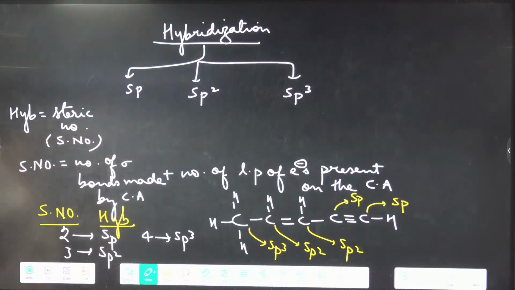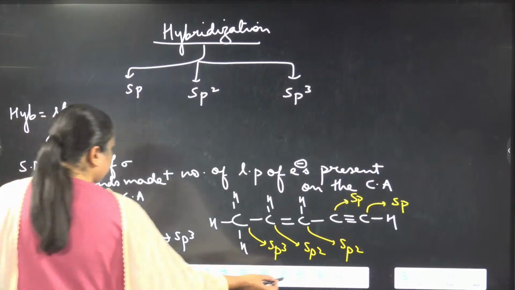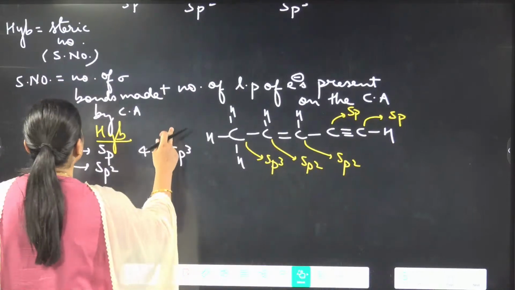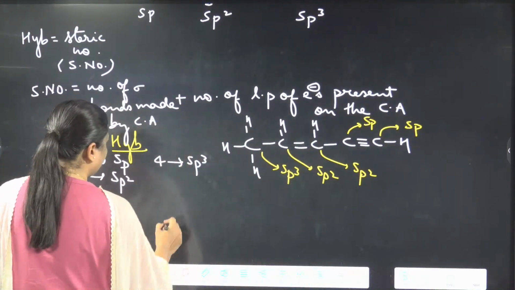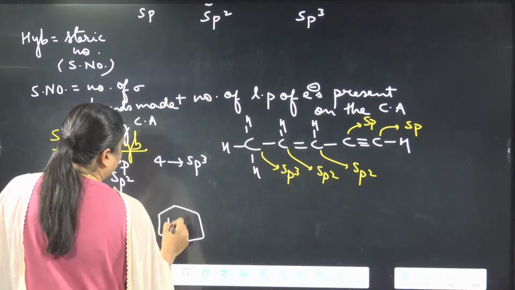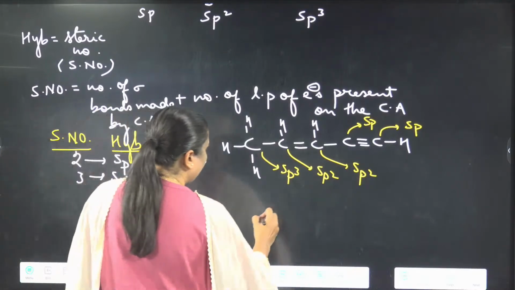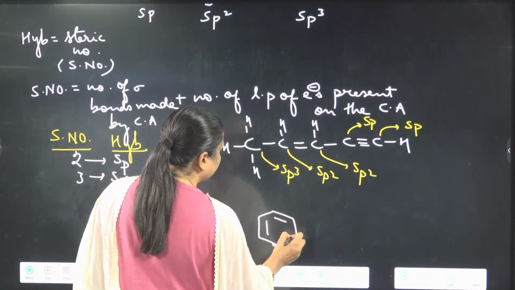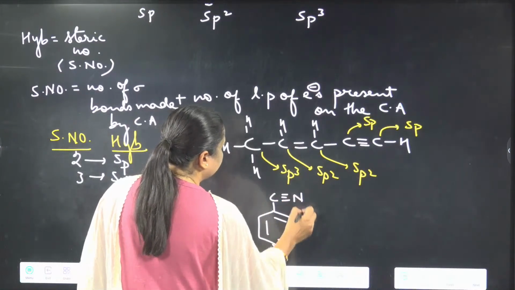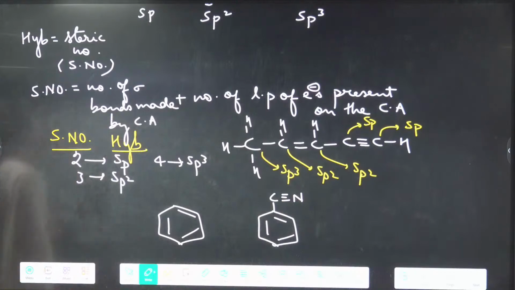Please write this. I'll give you a few structures to find out the hybridization of each carbon. Then we'll match the answer.